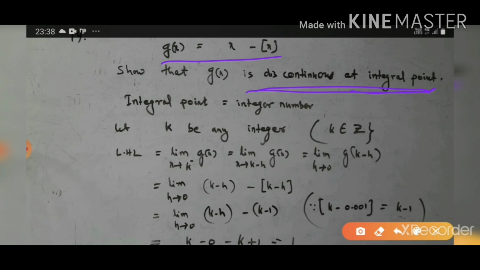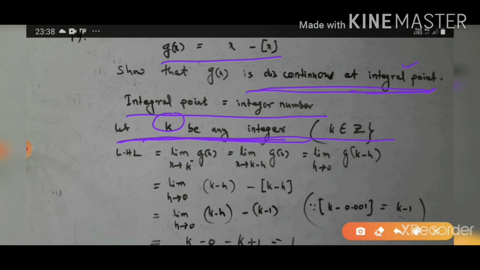Integral points means integer numbers, or k being any integer, k belongs to Z. Now take a number k, any integral point. We have to check the left hand limit, the right hand limit, and the function value at this point. If these are not equal to each other, then we can say this is a discontinuity.